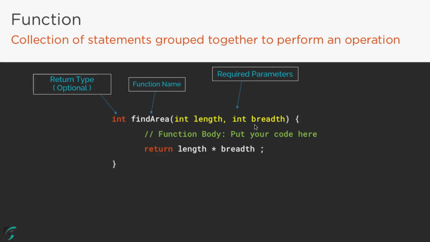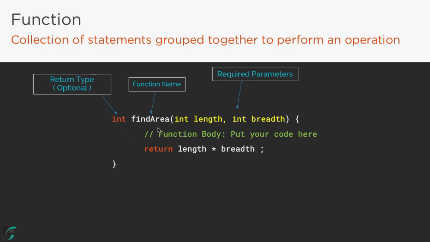Now within the function body, we are writing some code, such as returning the area of the rectangle, that is length into breadth. The length is coming from here and the breadth is coming from here. Once we find the area of the rectangle, we return the value to where this function has been called. Since the length and breadth will give us an integer result, we have the return type as integer here.